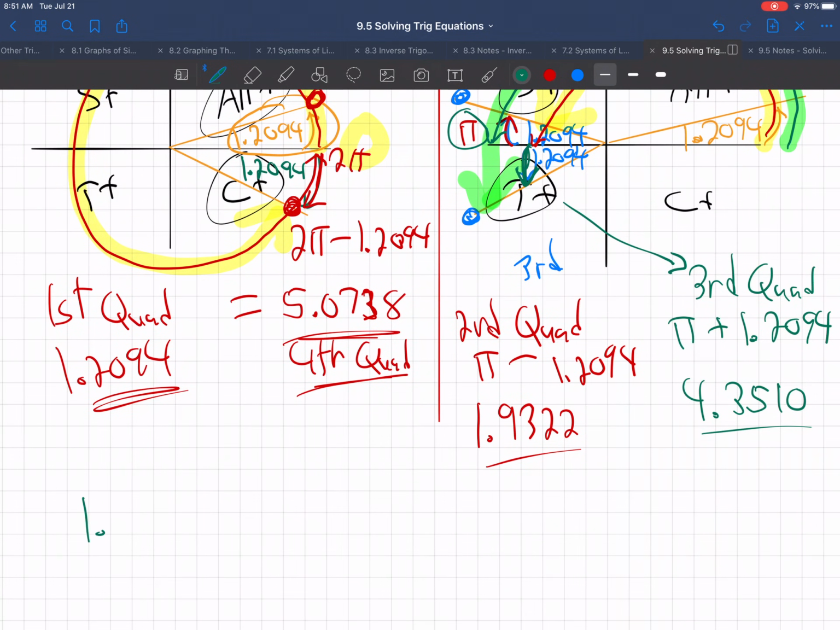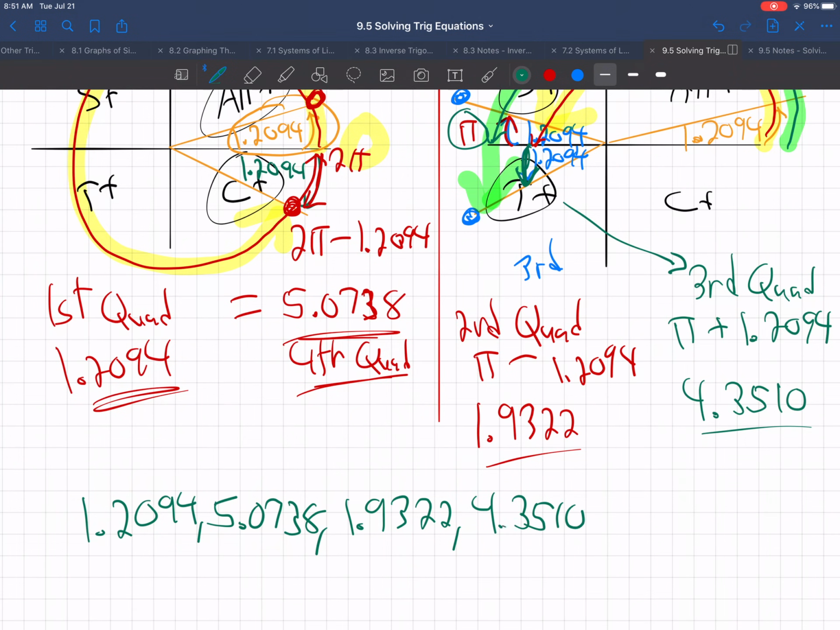You can type them in any order. 1.2094, 5.0738, 1.9322, 4.3510. There they are. Four different answers.